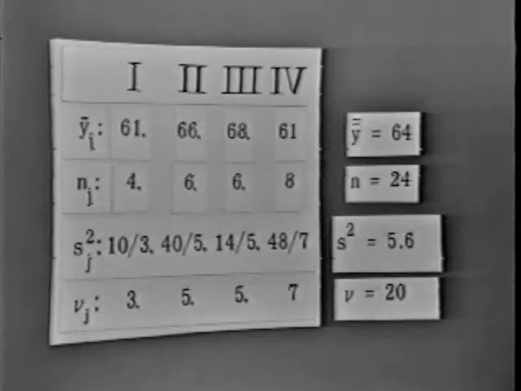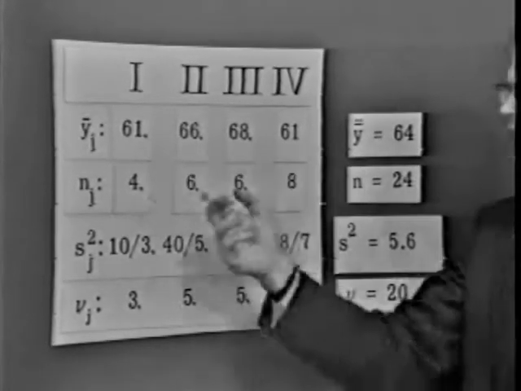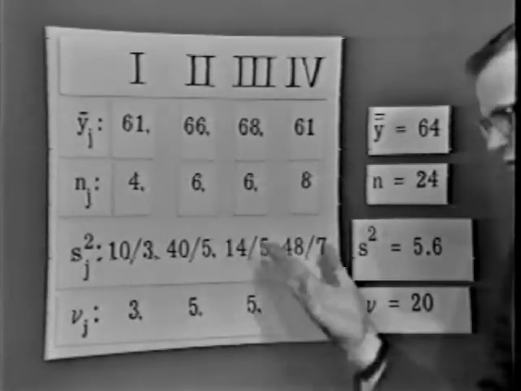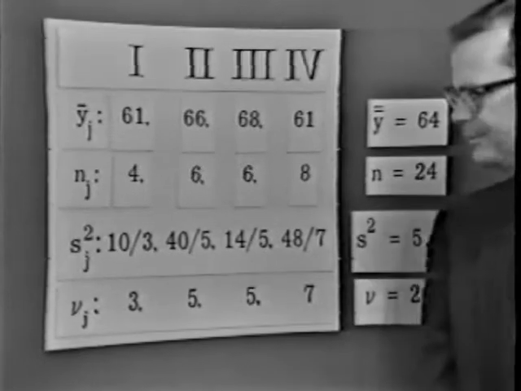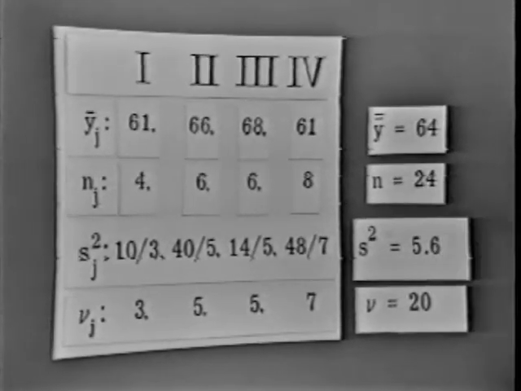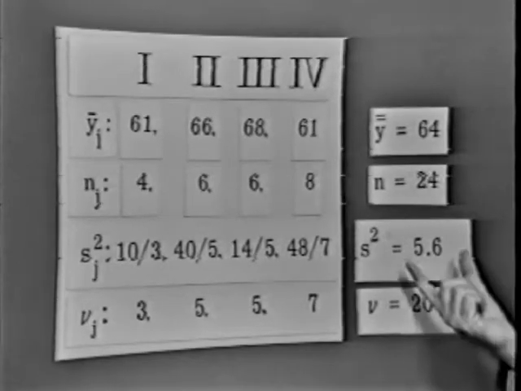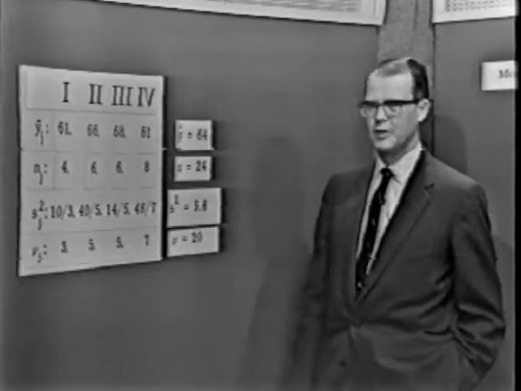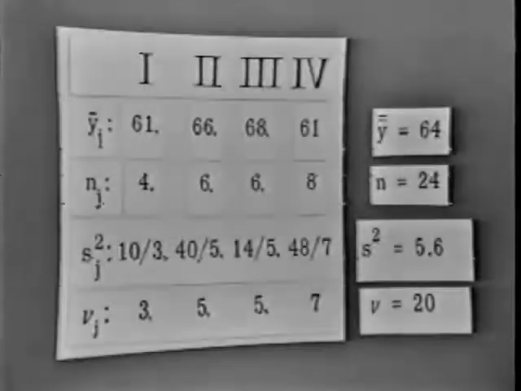And here we have them on the board. There are the 4 treatments, and here are the 4 treatment averages and the numbers of observations in each one of these averages. Here are the 4 estimates of variance and their degrees of freedom. The grand average is 64 with 24 observations, and we've gotten the pooled within estimate of the variance, and it turned out to be a 5.6 with 20 degrees of freedom.